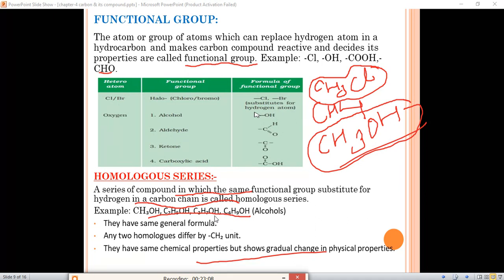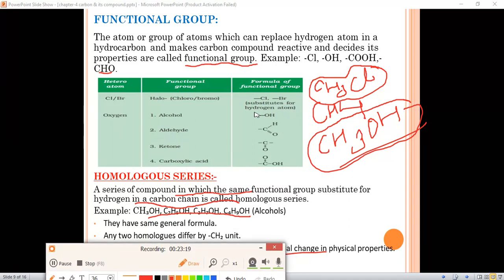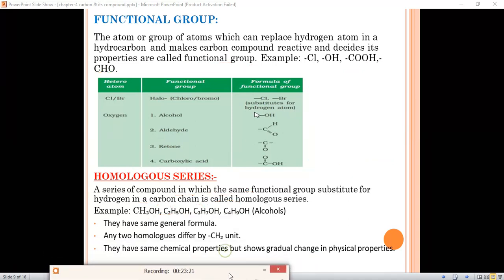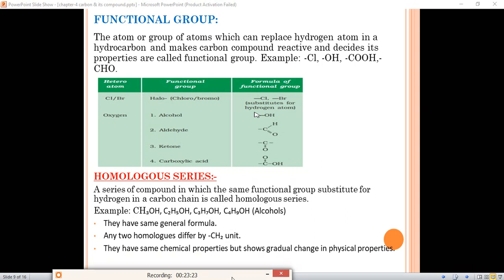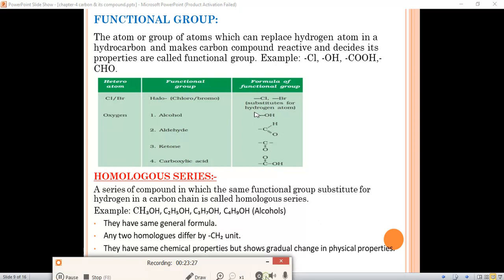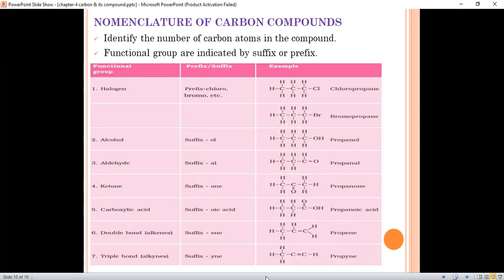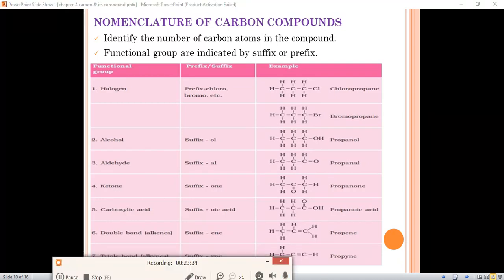If the molecular mass increases, what will happen? The melting point and the boiling point will also increase. Like that, their physical properties might change, but the chemical properties are the same. So what we have read in homologous series, a series of compounds which substitute hydrogen with the same functional group is called a homologous series. Next we'll read about the nomenclature of organic compounds.